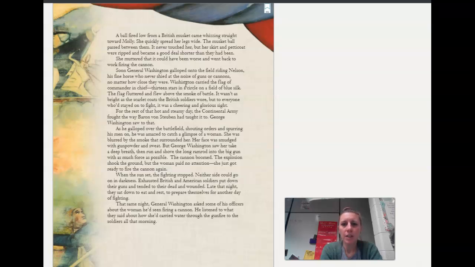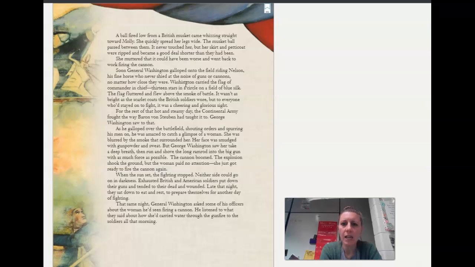Soon General Washington galloped onto the field riding Nelson, his fine horse, who never shied at the noise of guns or cannons, no matter how close they were. Washington carried the flag of Commander-in-Chief, 13 stars in a circle on a field of blue silk. The flag fluttered and flew above the smoke of battle. It wasn't as bright as the scarlet coats the British soldiers wore, but to everyone who'd stayed in the fight, it was a cheering and glorious sight.